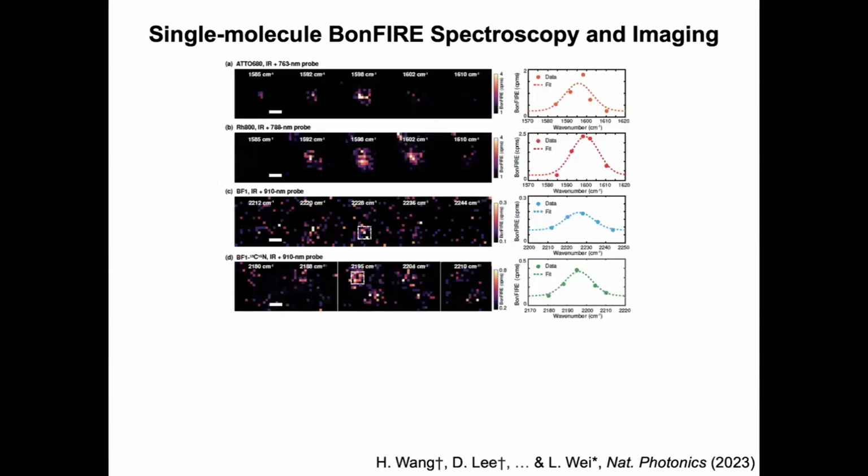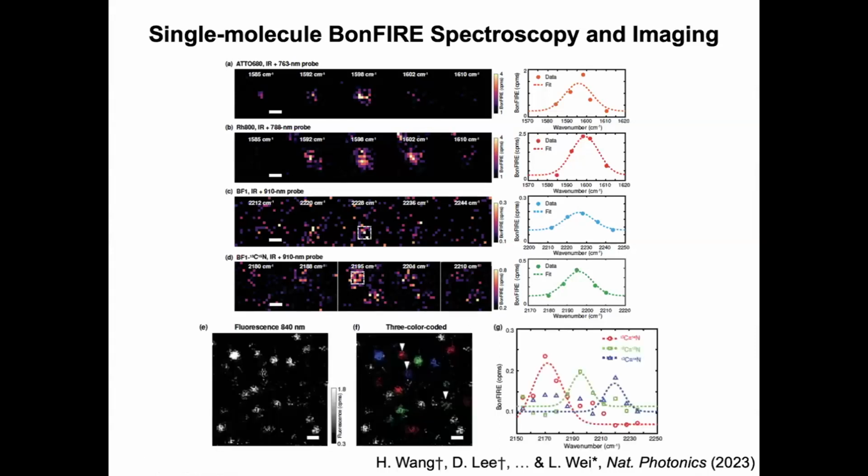So I'm going to skip some of the details, but I want to show you that with this, we now can do single molecule detection. Each of the dots you are seeing here is one molecule sitting on top of a film, and we can map out their vibrational spectra corresponding to the chemical bond signatures for this dye molecule.